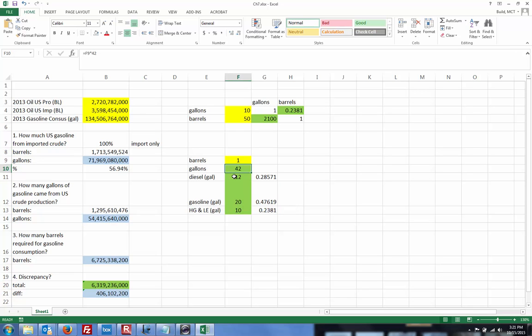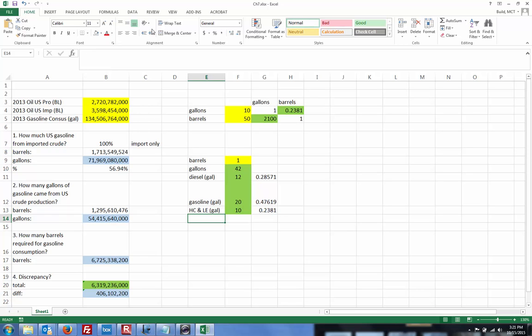Of those 42 gallons, 12 of them are going to be diesel, 20 are going to be gasoline, 10 are going to be, what did I put, heavy? Oh, I got heavy G. I meant to say heavy HC, heavy crude, and light N. Those have longer chain molecules than the octane and the diesel.